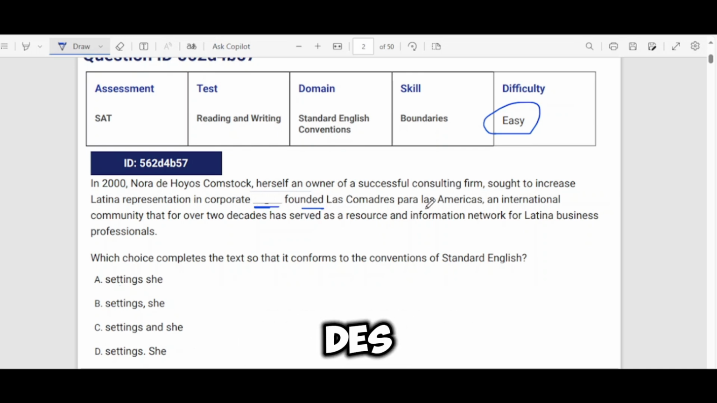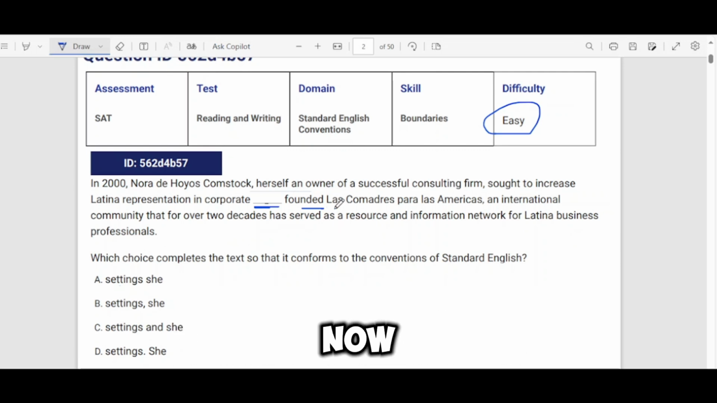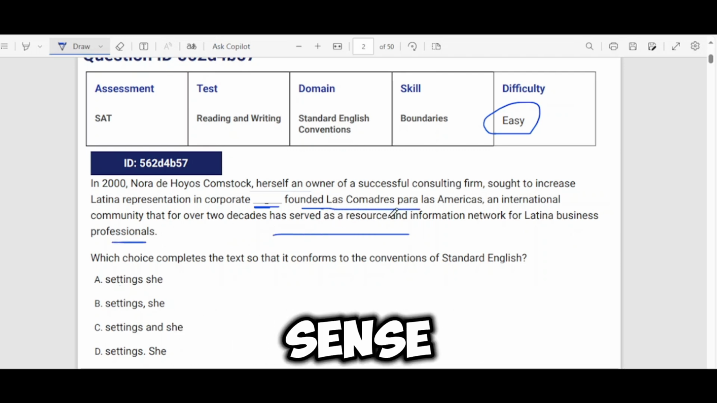She founded Las Comunidades para las Americas, an international community that for over 2 decades has served as a source and information network for Latina business professionals. Now, this is also a solid independent clause because it makes sense on its own.